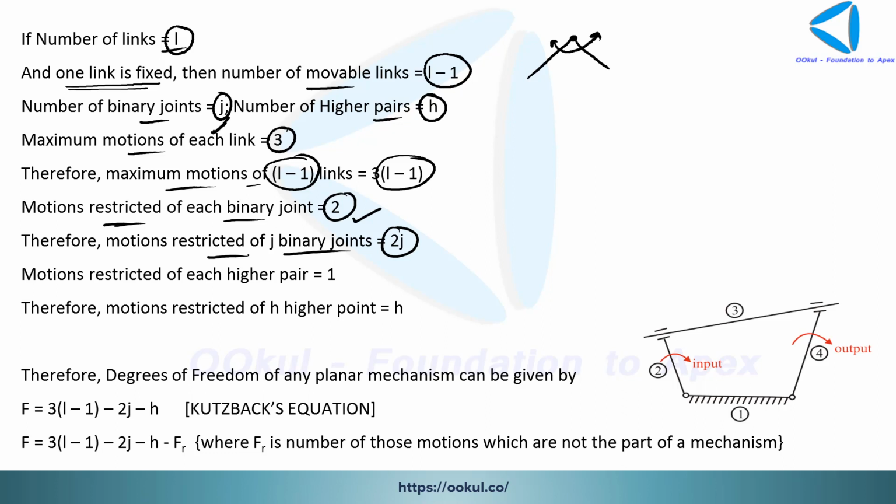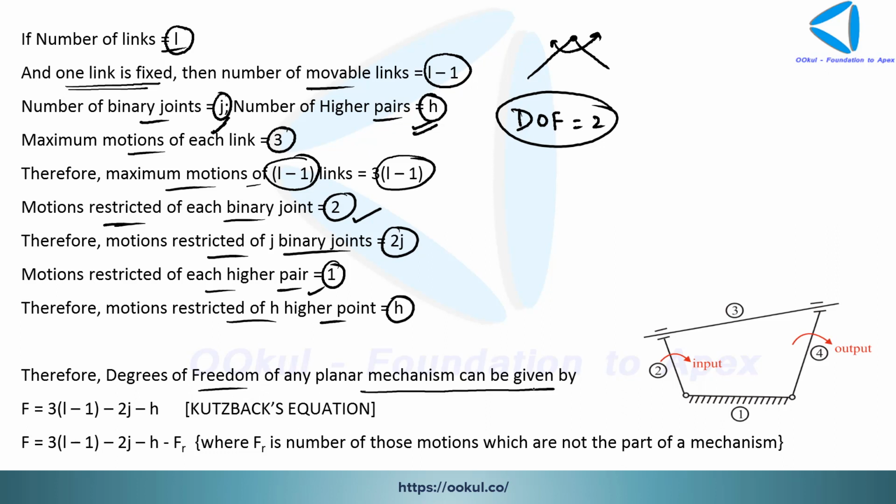Clear? Then the motion restricted by each higher pair is equal to 1. Because we have seen that the degree of freedom of the higher pair in 2D is equal to 2. So it has got one restriction for each higher pair. But we have H such higher pairs. So the motion restricted by H higher pairs will be equal to H. Clear? So therefore, the degree of freedom of any planar mechanism can be given by, planar mechanism means a 2D mechanism. Okay, in 2D we are talking.